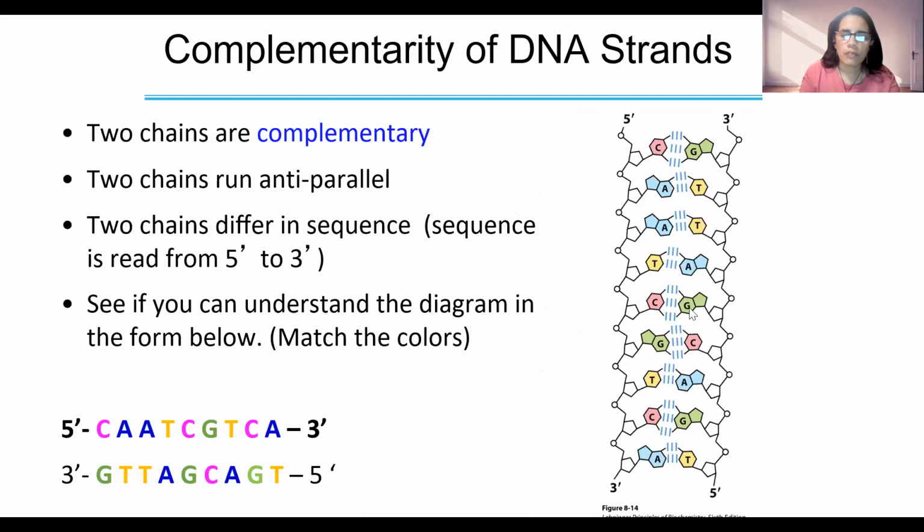So these two chains are complementary. You can see the complementary base pairing here. They run anti-parallel. You can see 5' is here on the top, 3' on the bottom. This one, 3' is on the top, 5' is on the bottom, anti-parallel. So you're going in a different direction.